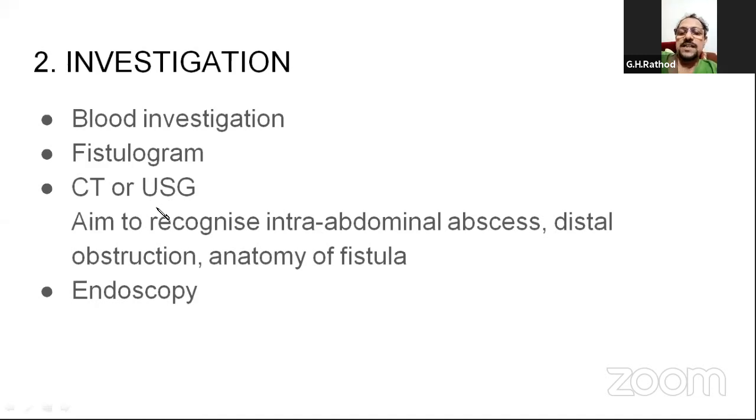Yes, sir, Darshan, as an answer. Pre-operative, sir, as a pre-operative decision taking. Yes.